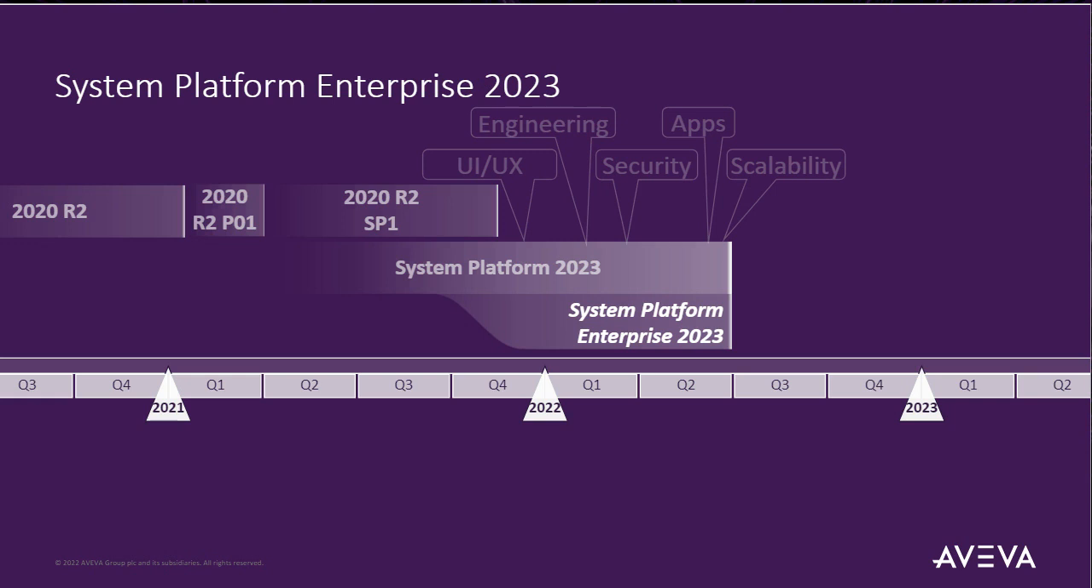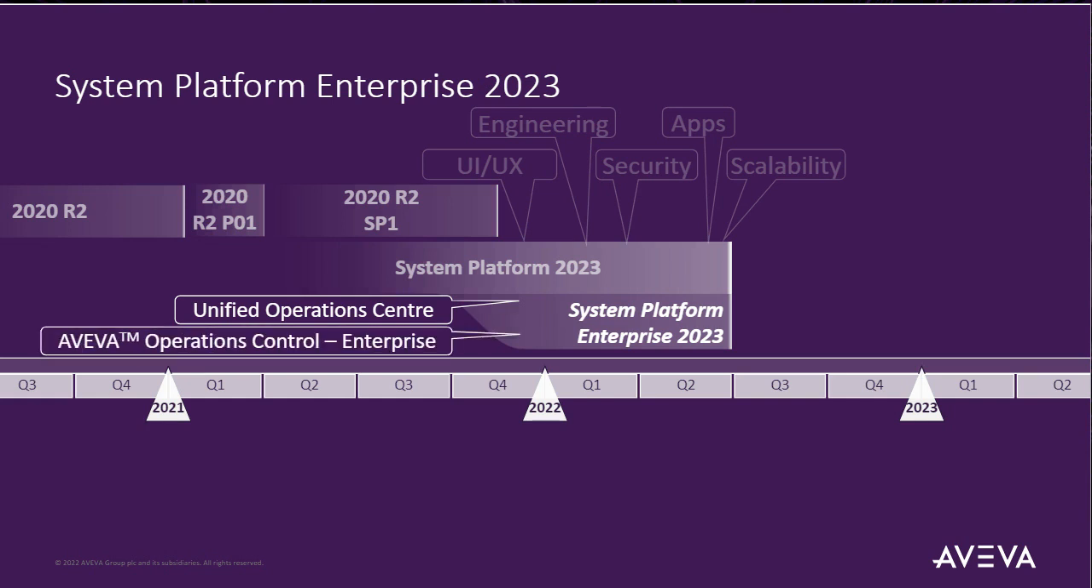So you'll hear us talk about unified operation centers. You'll hear us talk about AVEVA Operations Control Enterprise. That's what that System Platform Enterprise product is for. And in this version that we released, the things that we've added that are different from the supervisory edition are some apps and widgets that are really made for enterprise environments and don't really work in a supervisory environment.